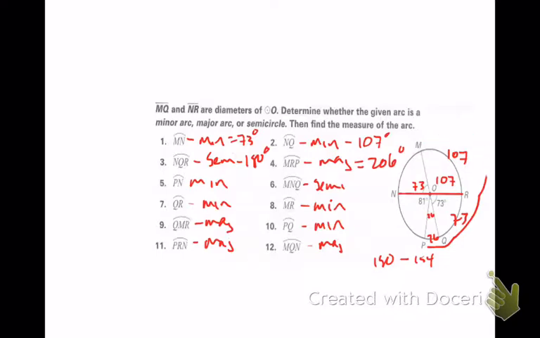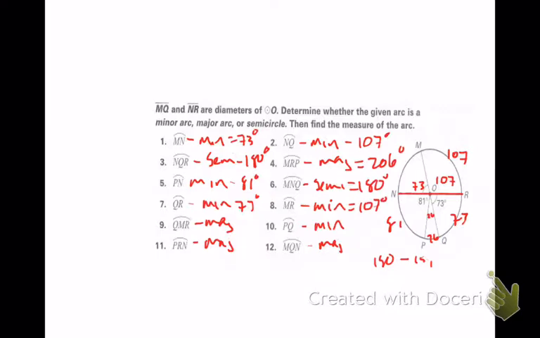PN is a minor arc, and it's equal to its central angle, so 81. MNQ, again, is a semicircle, half of a circle, which is 180. QR is a minor arc, and so it's going to be 73. MR is a minor arc, equal to its central angle, so 107.